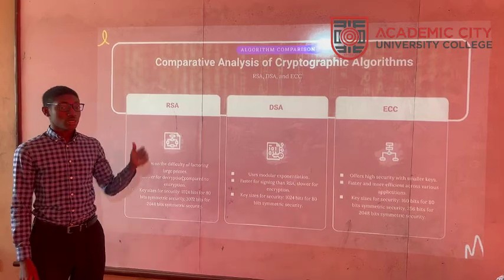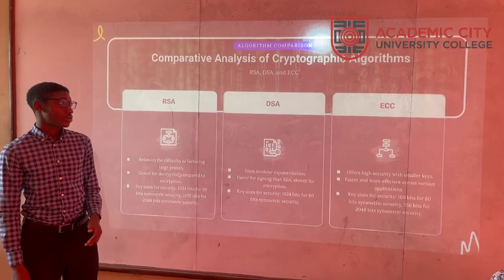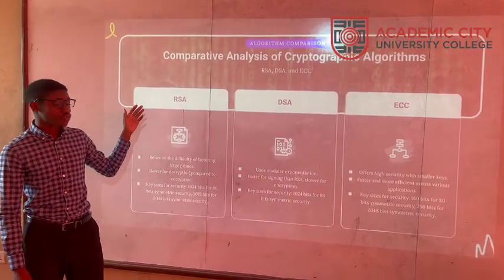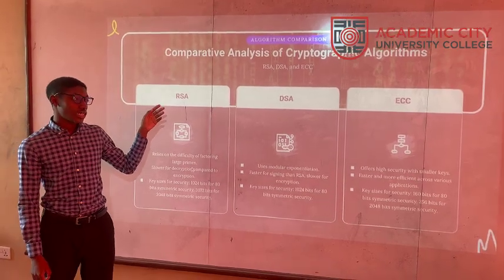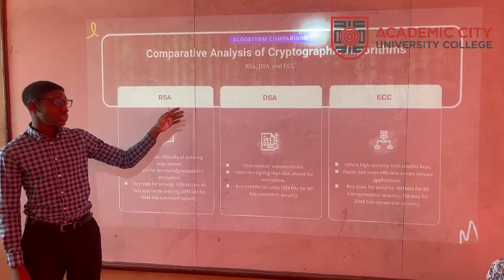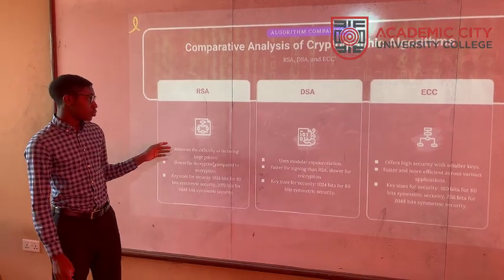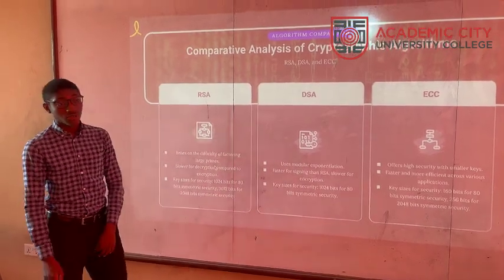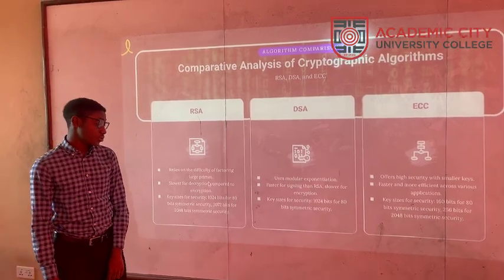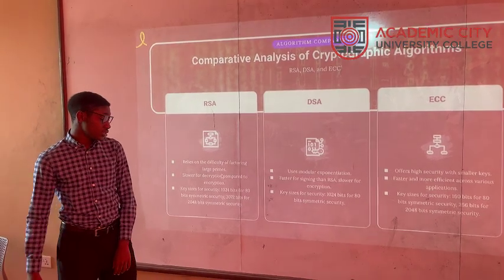Another person will be speaking on the comparative analysis of cryptographic algorithms. So I'll be speaking on RSA, DSA, and ECC. RSA stands for Rivest-Shamir-Adleman, DSA stands for Digital Signature Algorithm, and ECC stands for elliptic curve cryptography. RSA relies on the difficulty of factoring large primes. It is slower for decryption compared to encryption, and it also uses large key sizes for security.